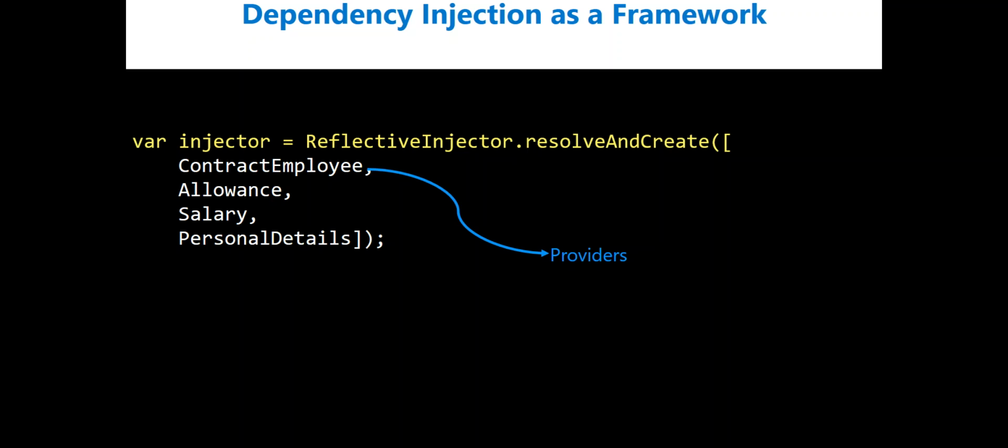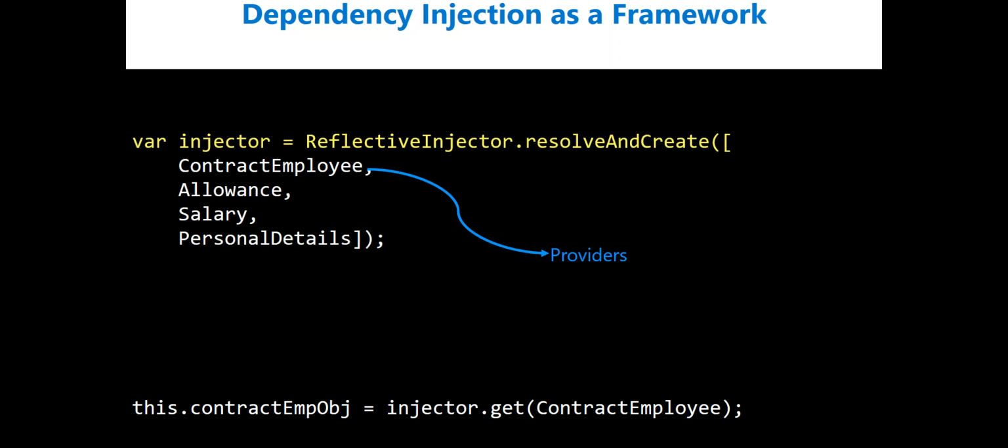So the injector has an API function like get, which returns that instantiated object. So you can ask me, how come the injector knows which are all the dependencies, and what is the order of dependencies to instantiate? So let's see that.